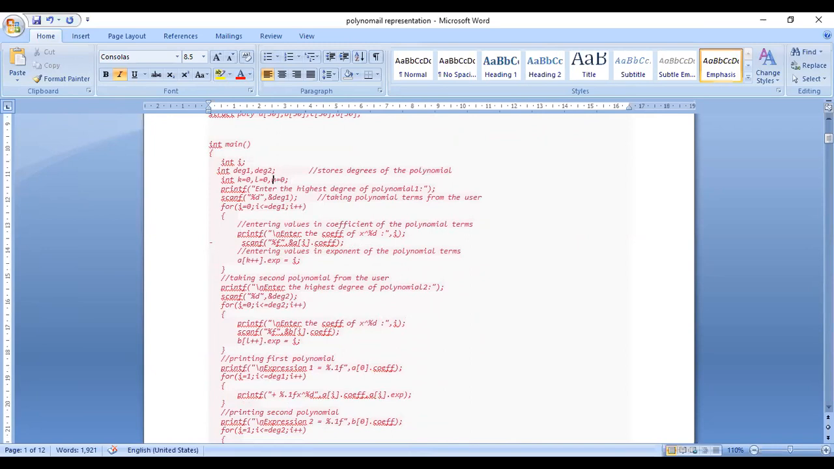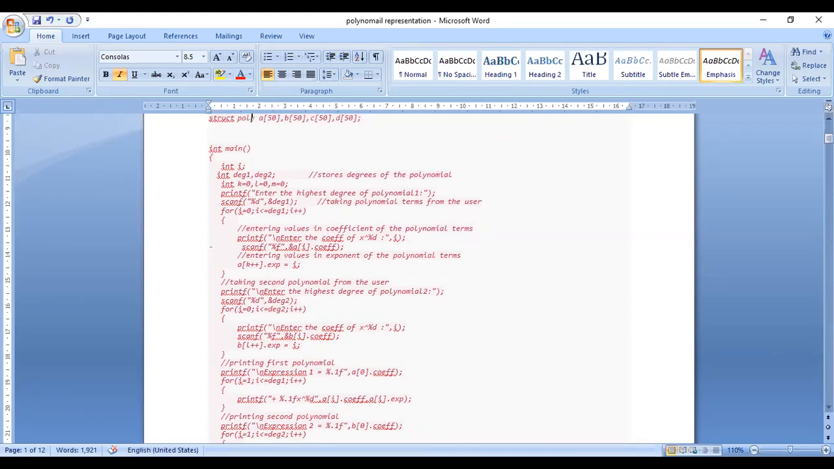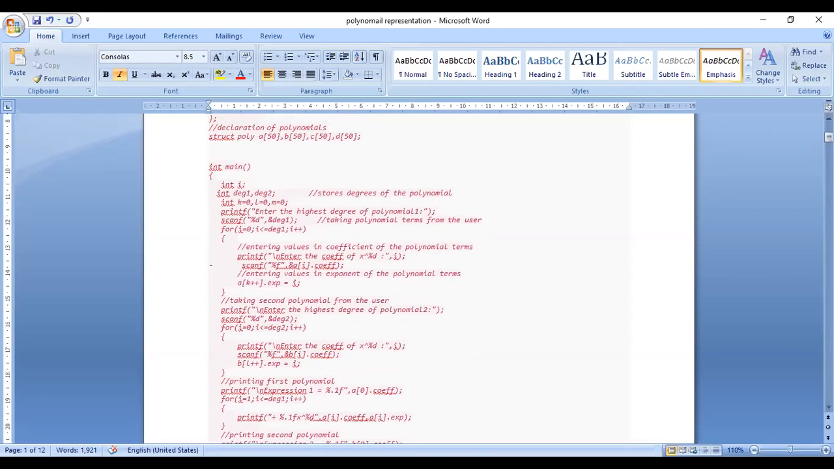So here int i, int degree 1, int degree 2, int k is equal to 0, i is equal to 0, n is equal to 0. Printf highest degree of 1. So another thing what you have to do is see, A of 50, B of 50, C of 50, D of 50. These are nothing but the representations of each polynomial. How I will represent that one? By using the struct poly.